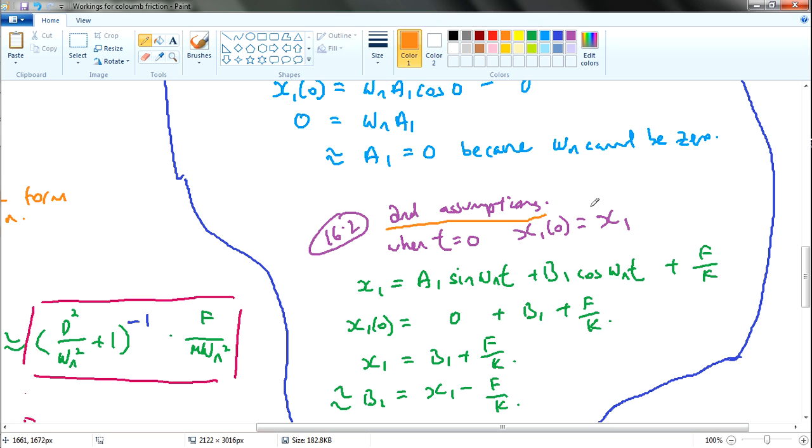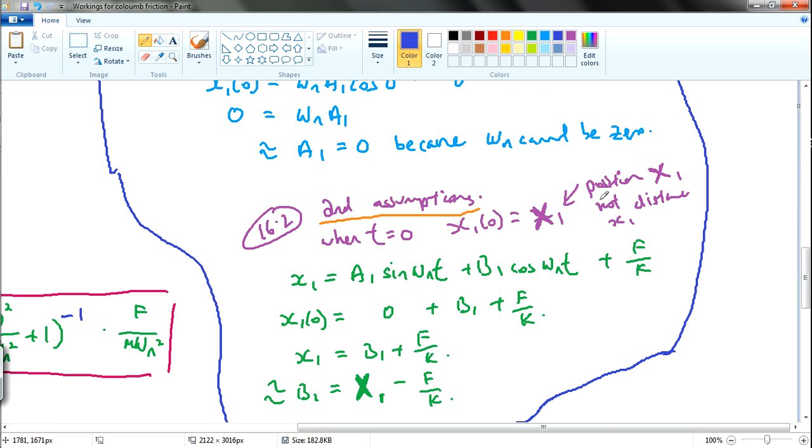Okay, I have to make it bold. You give me a minute. Hold on. Okay, so position x1 is not distance x1. Be very clear. I just realized my mistake.